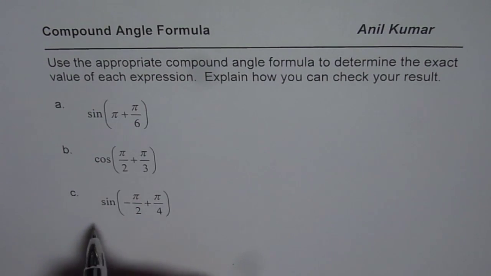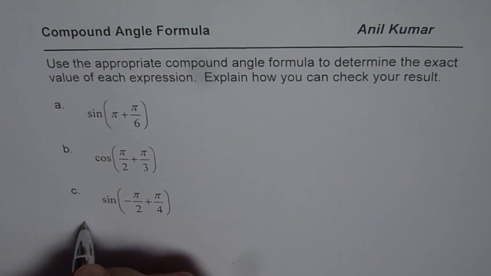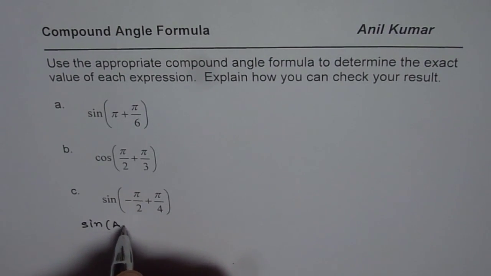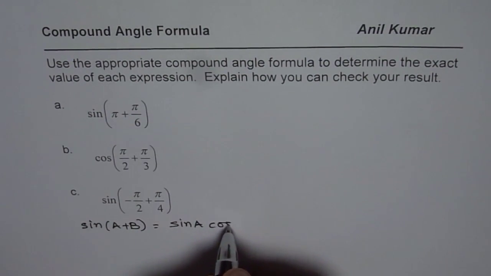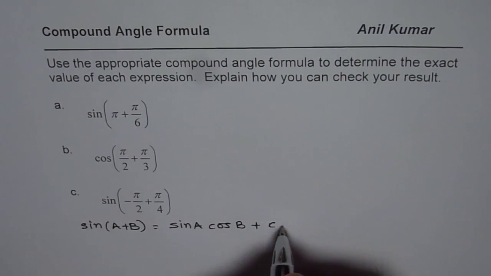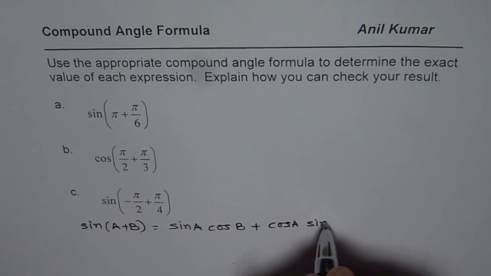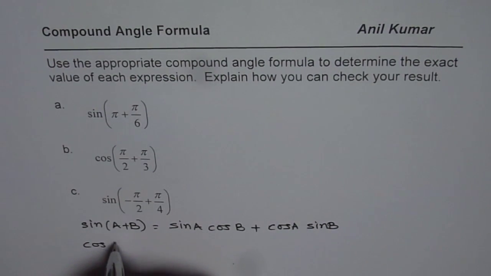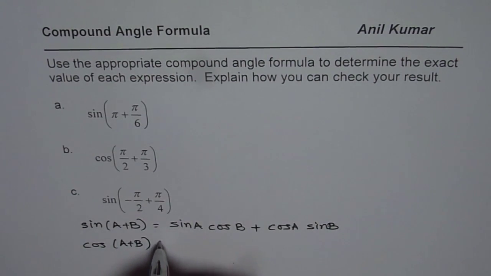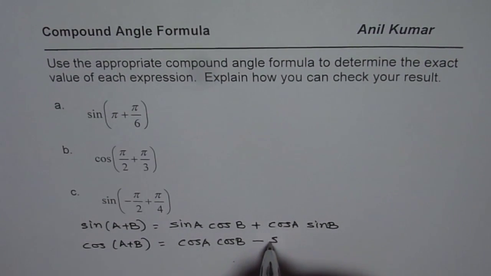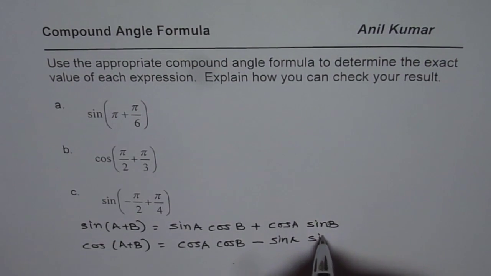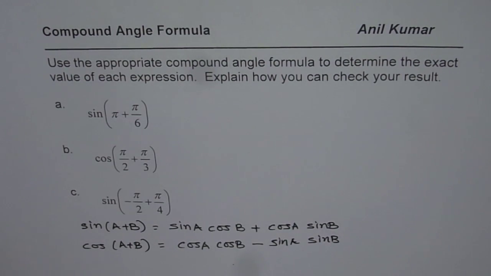So let me write down the compound angle formulas for sine and cosine. Sine A plus B is equal to sine A cos B plus cos A sine B, correct? And cos A plus B is what? It is cos A cos B minus sine A sine B, right? So these are the formulas which we have to apply in finding the value of these trigonometric expressions.